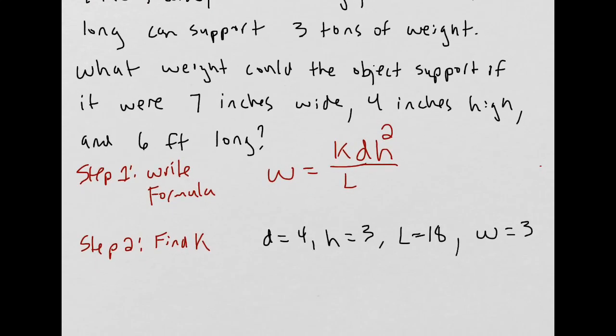Notice that gives me basically all of the variables in my formula except for k. So what I'm going to do is take all these values and plug them in where they belong, and then my job is to figure out what k is. If we plug in, W is 3, so I'll have 3 equals. On the other side, I don't know what k is, so I'm going to leave that alone. And then I've got D is 4, H is 3, and remember H is squared, and then on the bottom, I have 18.